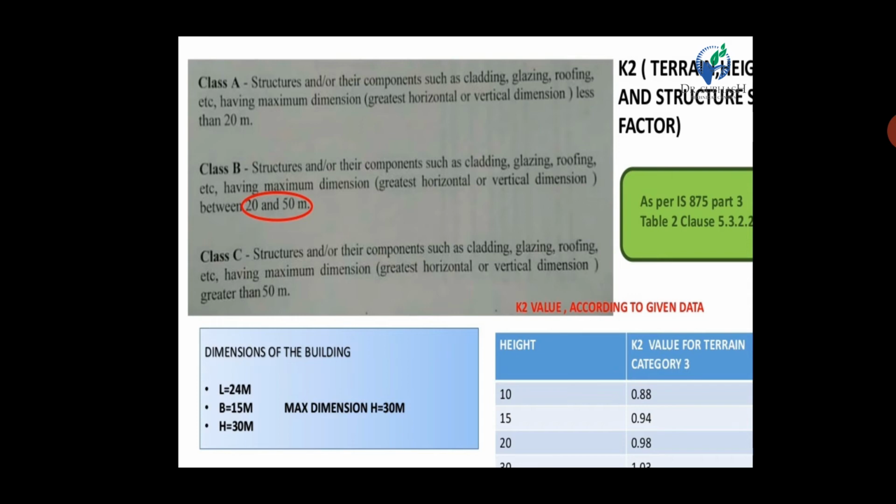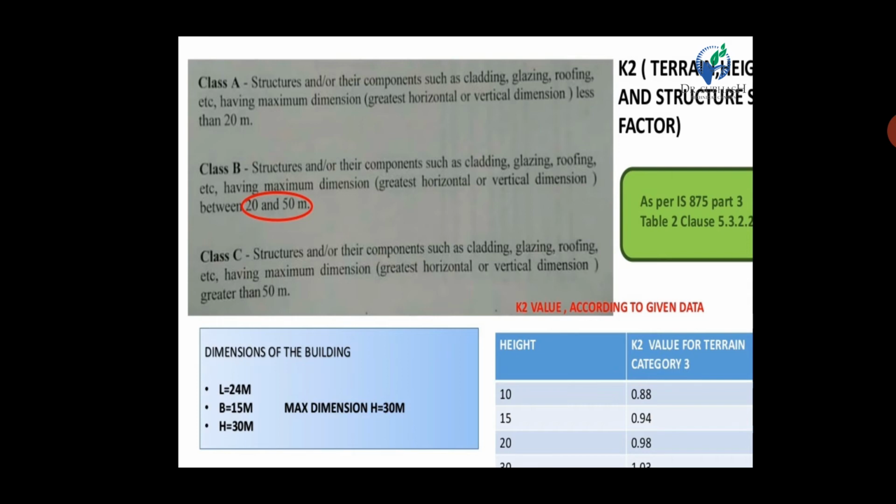having maximum dimension less than 20. If any dimension, horizontal or vertical, is less than 20 meters, then it should be considered class A. If the dimension is between 20 and 50 meters, it should be class B, and if the dimension is greater than 50, then automatically it should be class C.